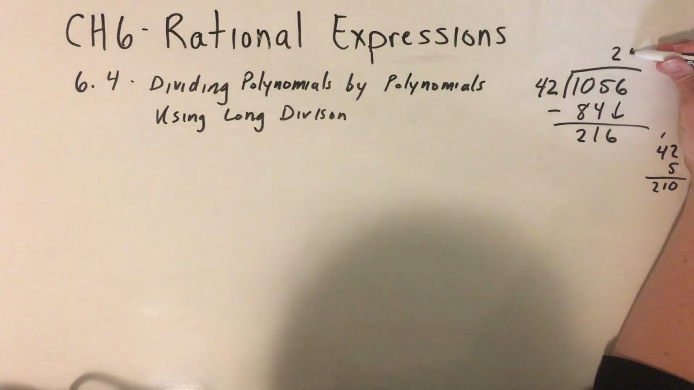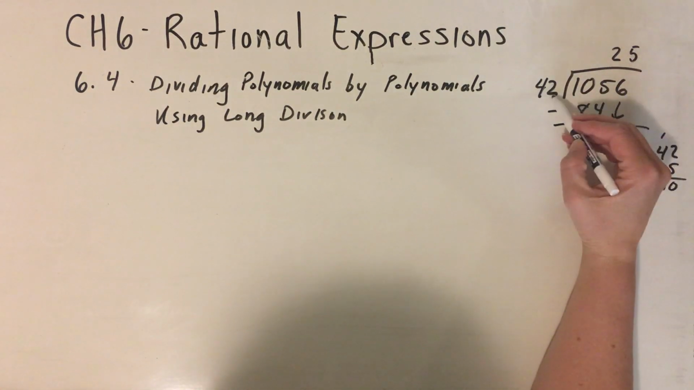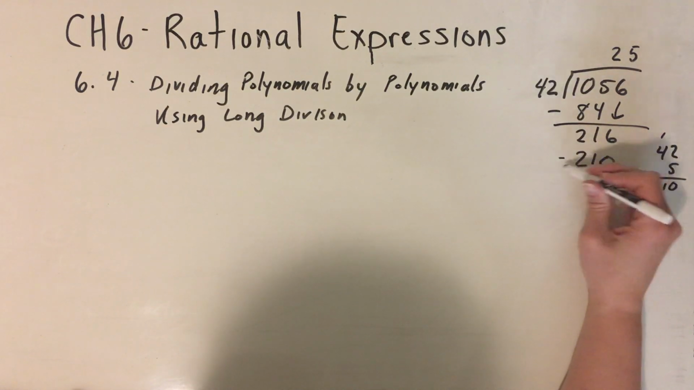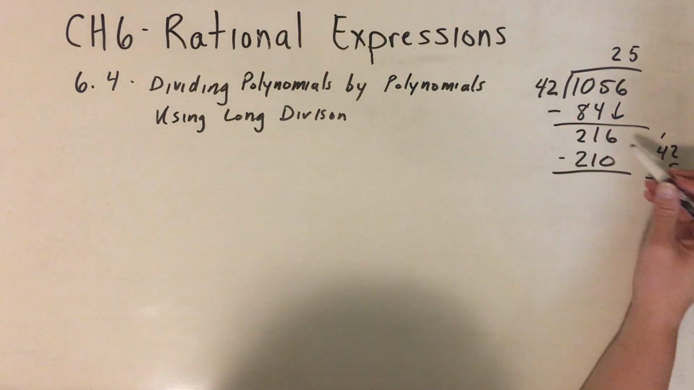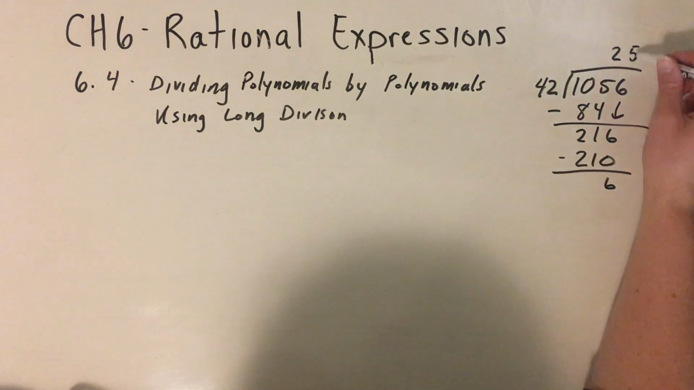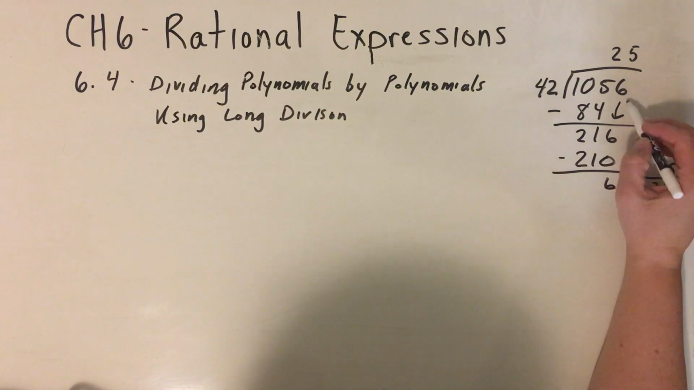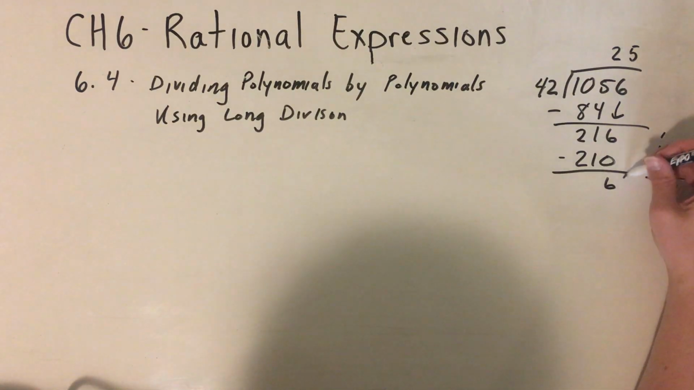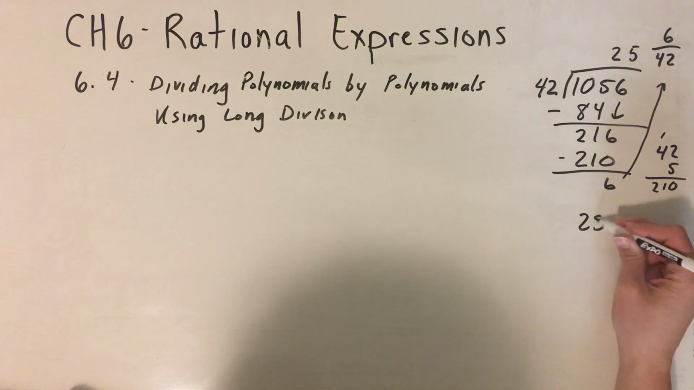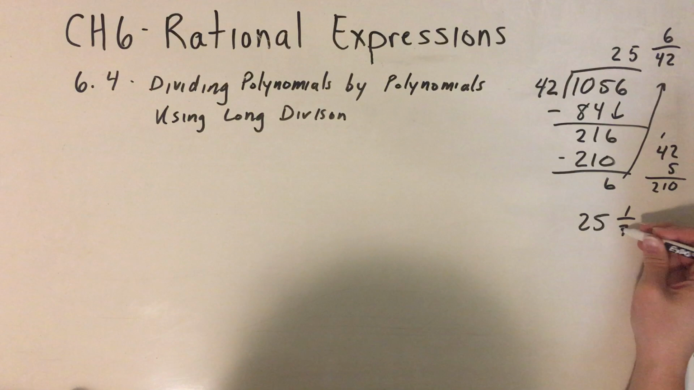So it is 5 times, and again this 5 is being multiplied by both of these digits, and we get 210 when we do that, and we subtract every place value. So 6 minus 0 is the 6, and this is right here. After I've put something into the last digit or the ones place, this becomes the remainder. And we would write this as a fraction, 6 over 42. Then of course we would reduce this fraction to 1/7. So the answer here would be 25 and 1/7.